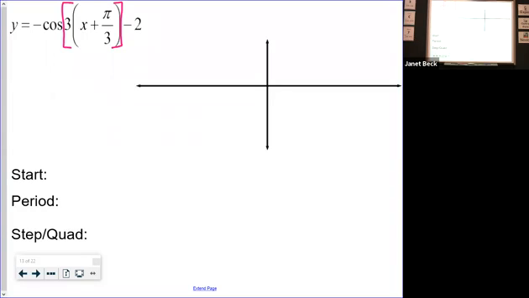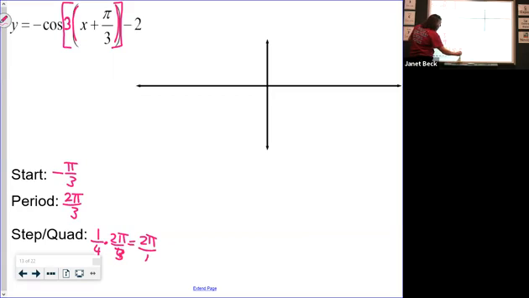Okay, so we don't distribute that 3. That 3 is your value of B, and it must be factored out, or that start would be wrong. Our start is going to be at negative pi over 3. Our period is going to be 2 pi divided by 3. And our step or quad is going to be a quarter of that. Dividing it by 4 is the same as multiplying it by 1/4. So our step is going to be 2 pi over 12, which reduces to pi over 6.